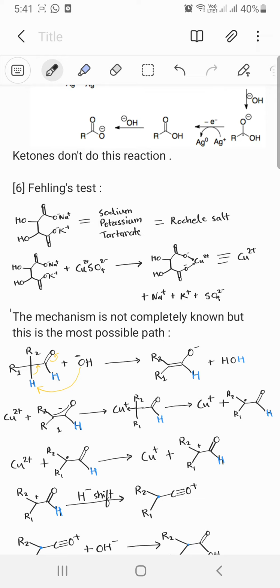Rochelle salt. This gelated thing is what we use. So essentially just using copper 2 plus. Okay, the mechanism is not completely known, but this is the most possible path.